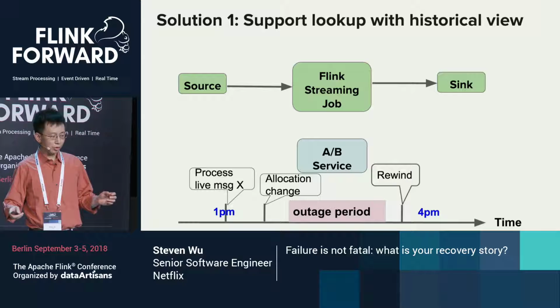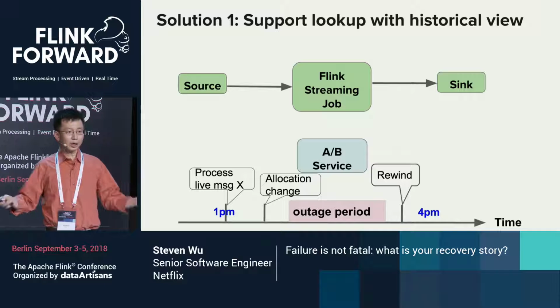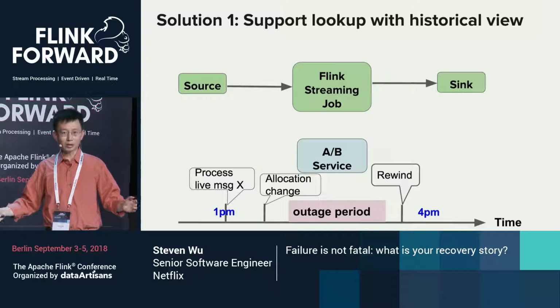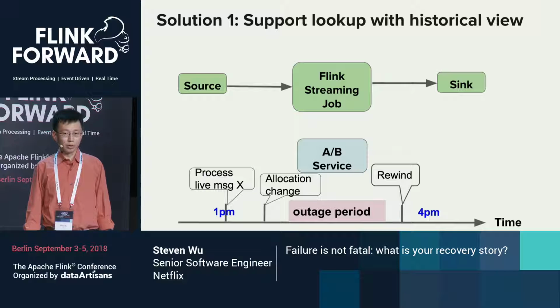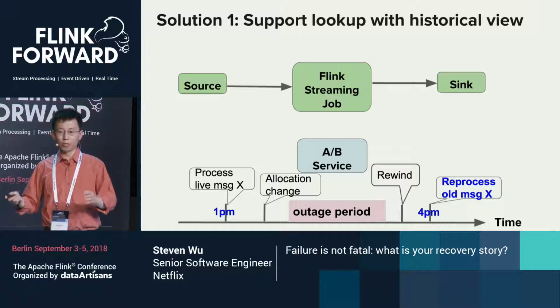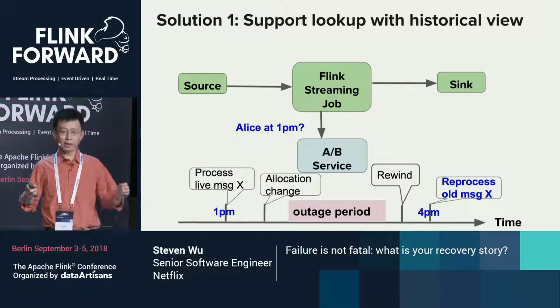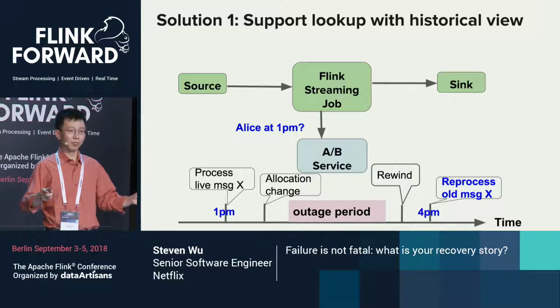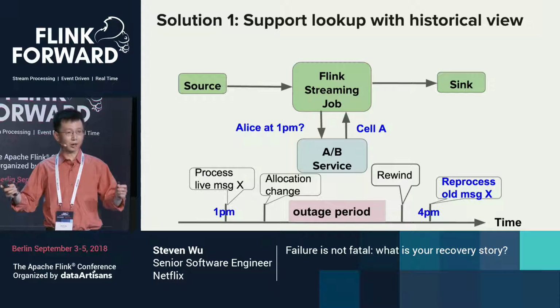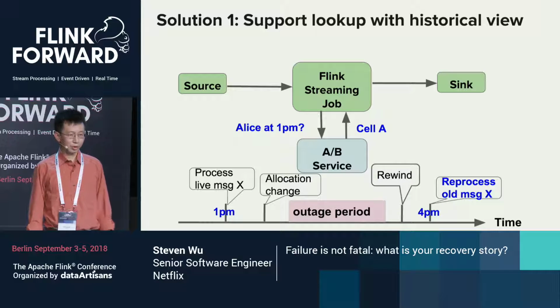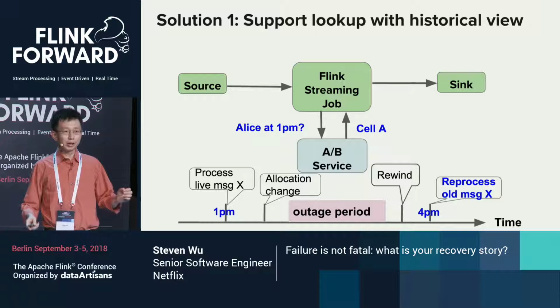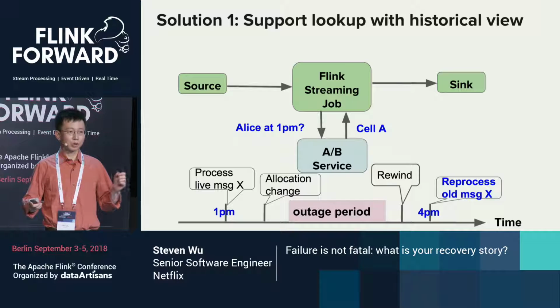There are a couple of solutions. First, the AB service can provide a lookup API with a historical view. For example, at 4 p.m., when we are reprocessing the old message X, our Flink job can ask the AB service, what's the allocation cell for Alice at 1 p.m., when this event happened? Now the AB service can return the correct answer, cell A. However, it is difficult for the AB service to support such a historical view API, so it's unlikely they will do that.